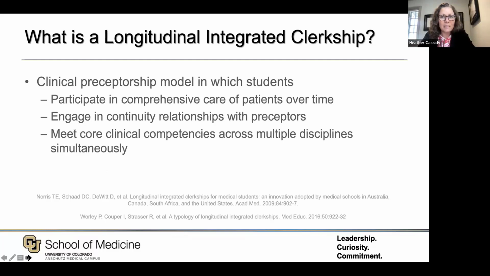I always start with this. My guess is most of our participants today are participating in an LIC in some capacity, but just to make sure we're all starting from common ground, let's go ahead and define what an LIC is. So this is CU's core clerkship model, and it is a preceptorship model in which students are participating in comprehensive care of patients over time, engaging in continuity relationships with preceptors, and they're meeting the core clinical competencies across multiple disciplines simultaneously. So all of their different core clerkships are interleaved and in dialogue with one another across the arc of the year.